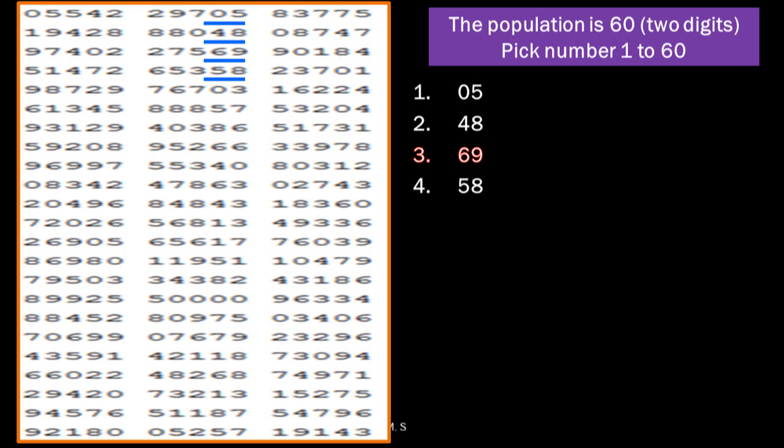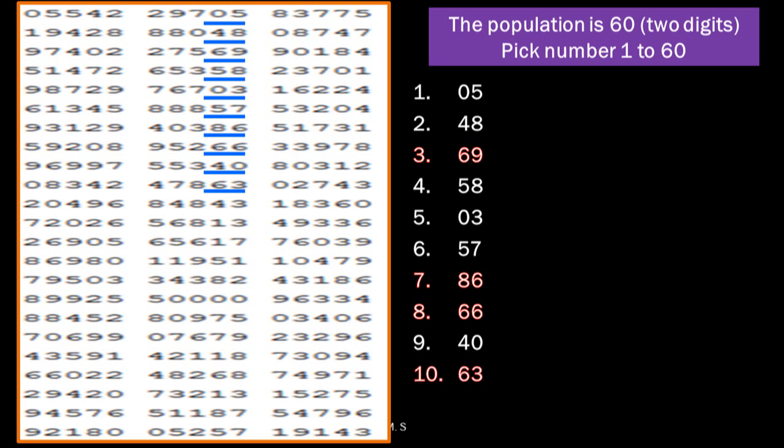Okay, what about 58? It's okay, so we take this as the sample. Number 3, that's okay. 57, yes. Oh, this is 86. This is bigger than 60, so we discard this number. 66. This is also bigger, so we just discard this. 40, it's okay. 63, that is bigger, discard it. 43, it's okay.